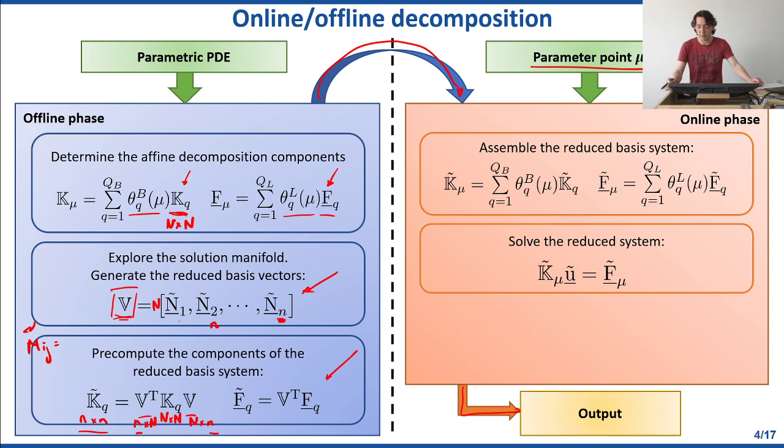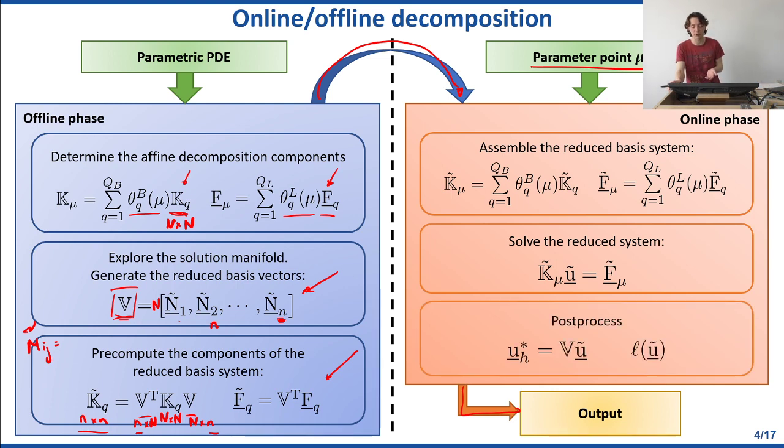Secondly, we're going to solve that reduced system. Now this is all, again, only going to be a small n by small n system of equations, so solving this is going to be very, very rapid, very quick, and it's going to be dependent on the small n, not on the big N. All the big N is in the offline phase.